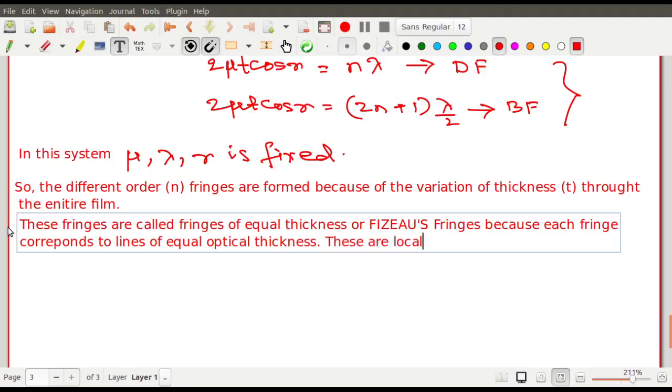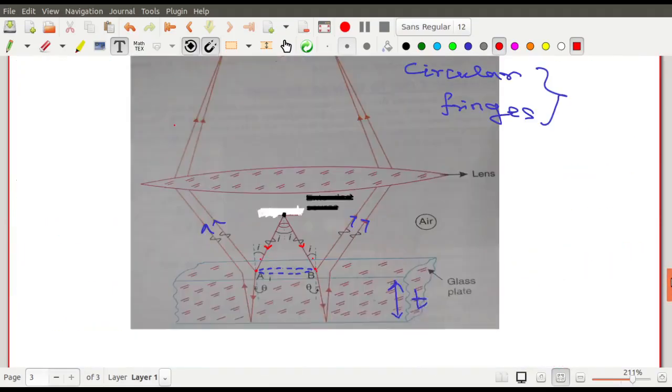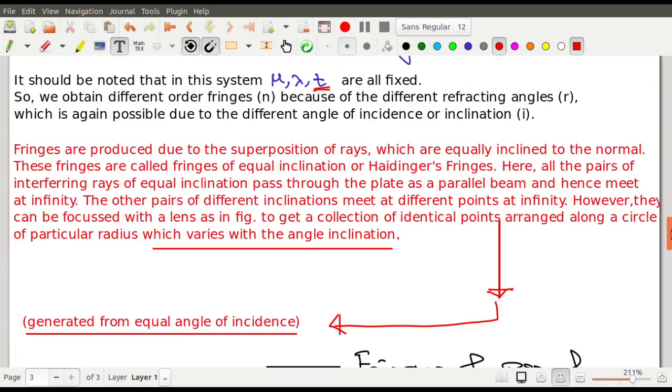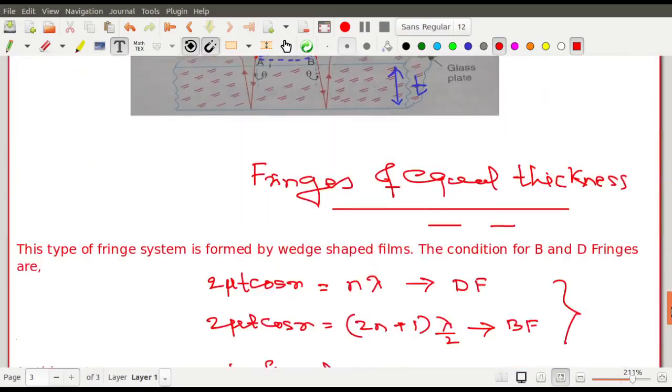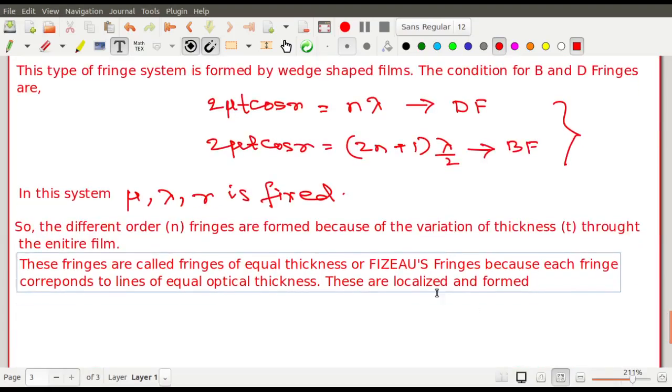These are localized and formed. Why do I call them localized and non-localized? I will be discussing that. Last time the fringes were localized at infinity, as I said: parallel rays meet at different points at infinity. So meet means localized. So these are localized and formed on top of the field. Okay, that's it. Writing this much will be enough for you here.